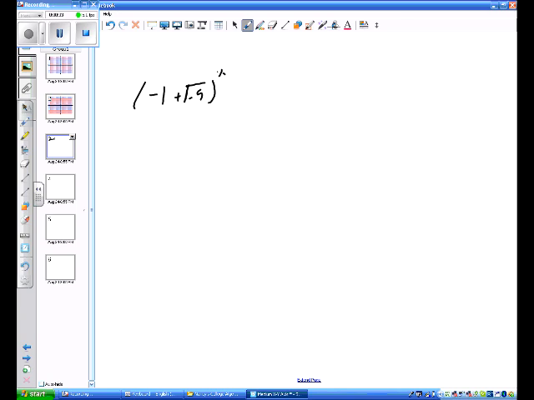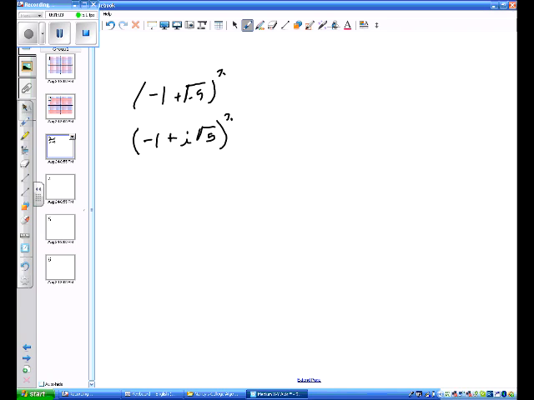Now, one of the things that we mentioned in the previous lesson is you never do any operations while you have a negative number under the radical. You will always take care of that first. So this is going to be negative 1 plus i square root of 5. We weren't able to take the square root of 5, but the square root of negative 1 was i. And now we want to square this.